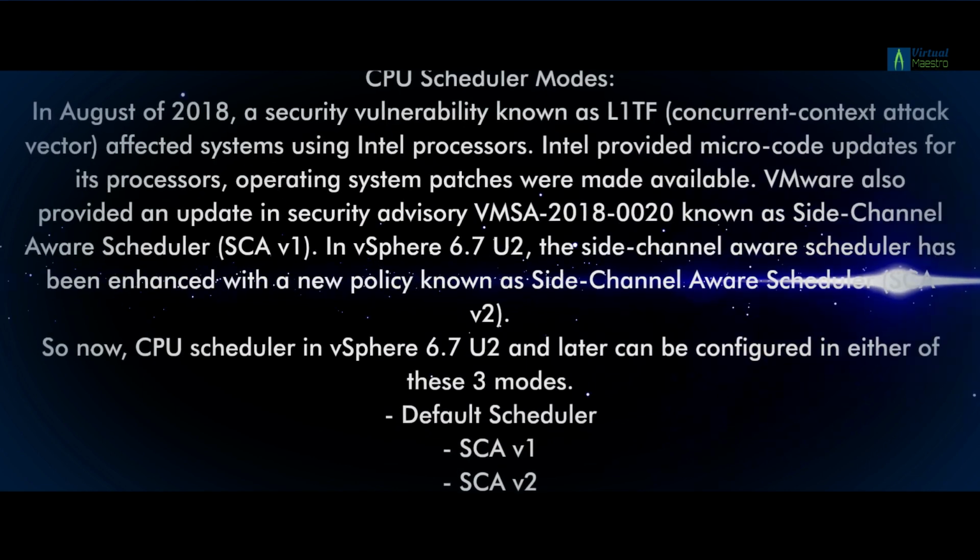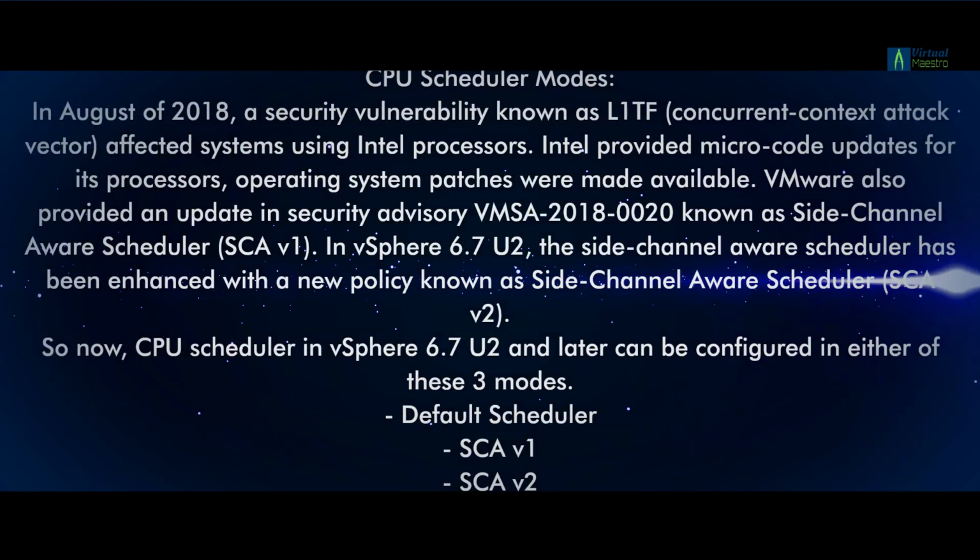CPU scheduler modes. In August of 2018, a security vulnerability known as L1TF, the concurrent context attack vector, affected systems using Intel processors. Intel provided microcode updates for its processors, and operating system patches were made available. VMware also provided an update in Security Advisory VMSA-2018-0020, known as the Side Channel Aware Scheduler, SCA v1.